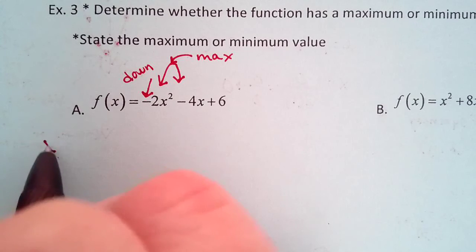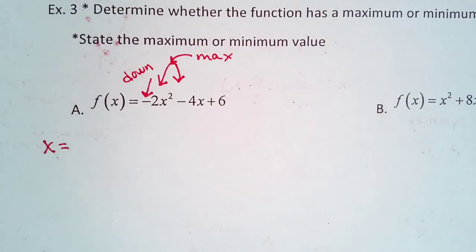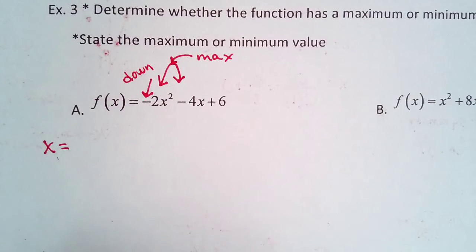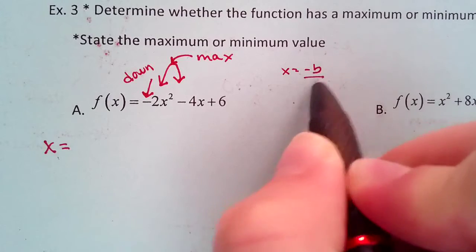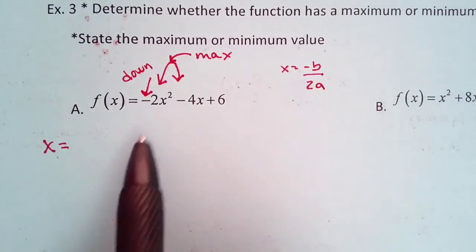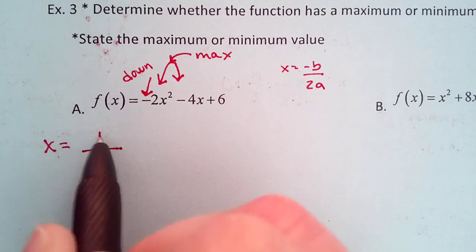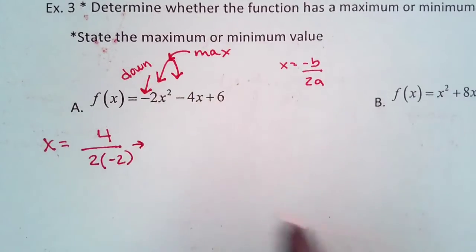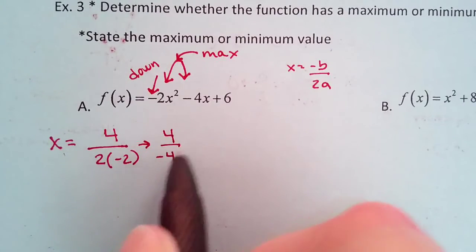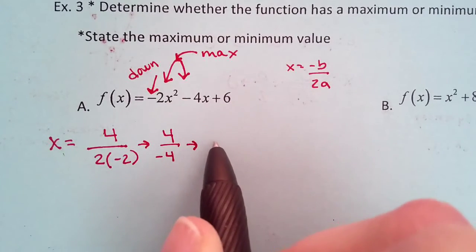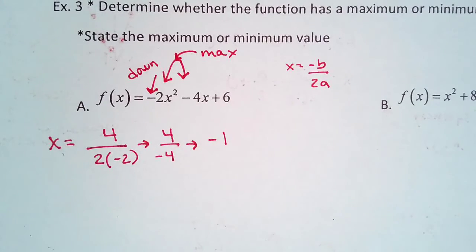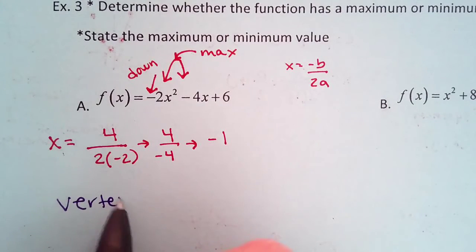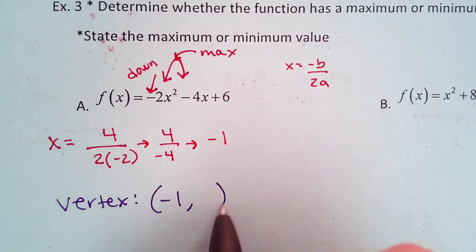So we want to find the axis of symmetry in order to then find our vertex. So it's the opposite of B over 2A. So what's the opposite of our B? Positive 4, because it's negative, over 2 times A, which is negative 2. So this is 4 over negative 4, which is negative 1. So our vertex is negative 1 comma something, and this is going to be a max.